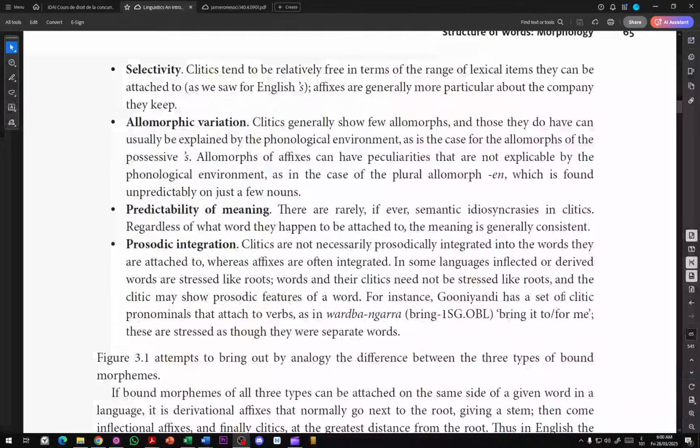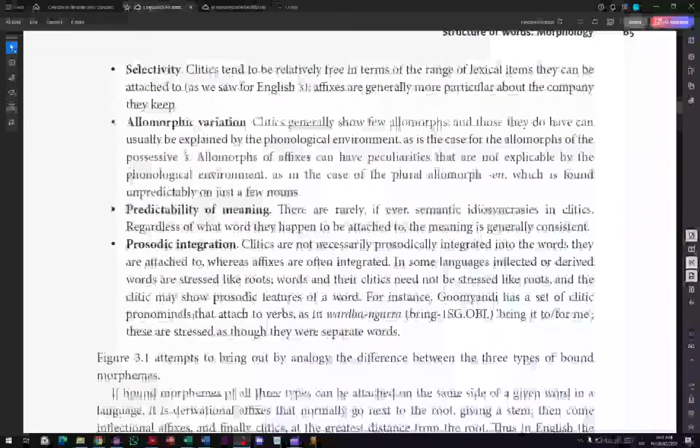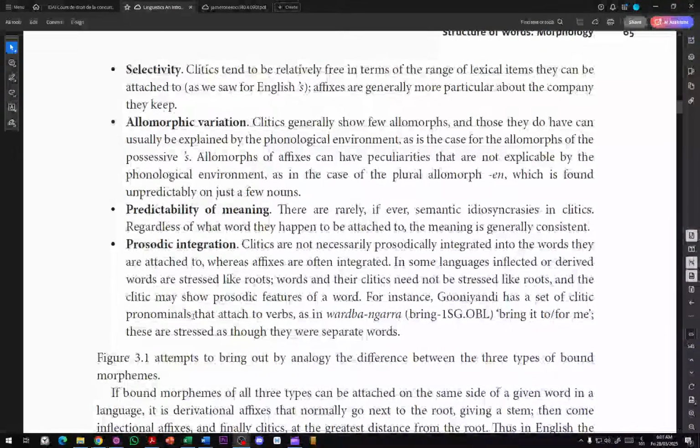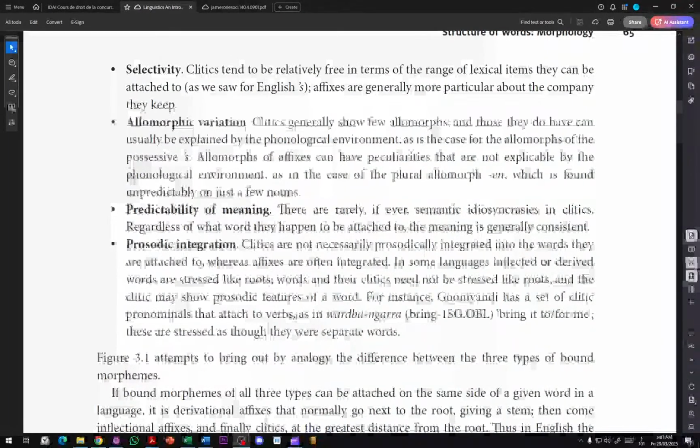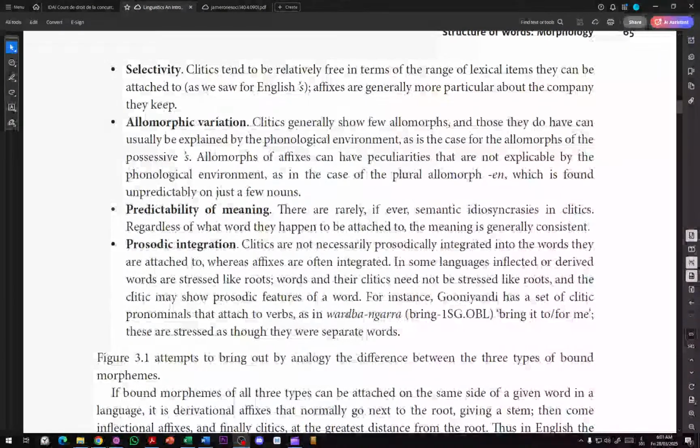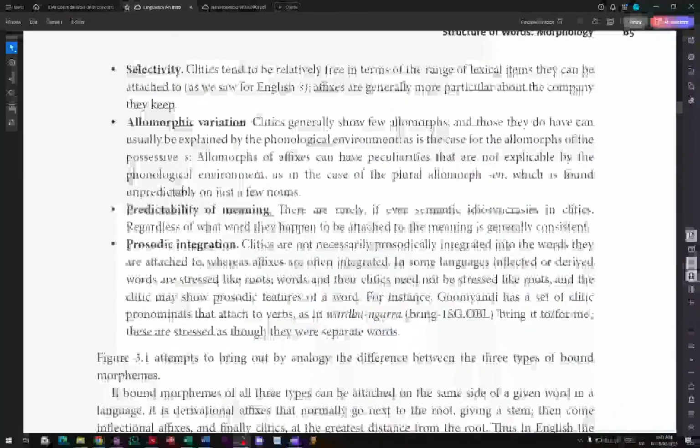Gunyandi has a set of clitic pronominals that attach to verbs, as in wordaba, negara, bring, one singular, oblique, bring it to me, for me. These are stressed as though they were separate words.